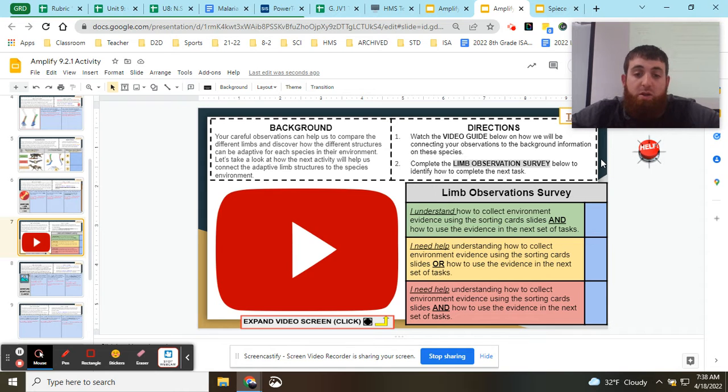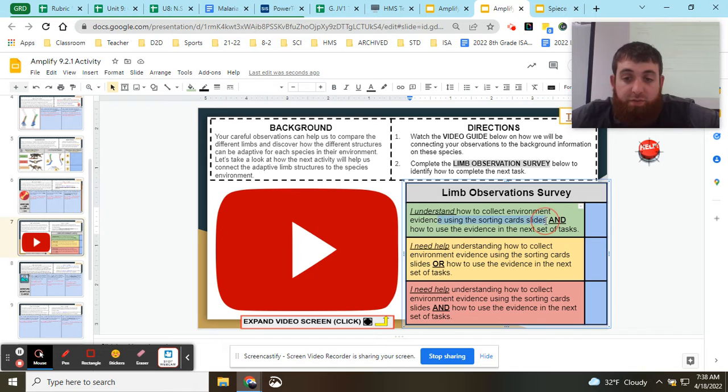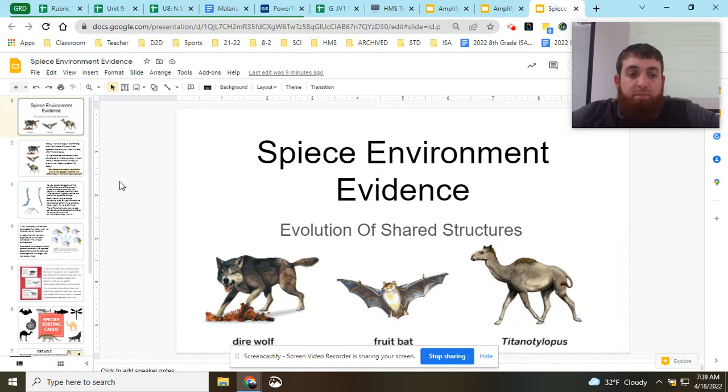And to do that, we're going to be looking to collect some environmental evidence using our sorting cards that we've looked at in previous lessons, and using that evidence on the next set of tasks to help us begin thinking about, well, how is it that these different structures from these different species help us figure out that they have a common ancestor. So let's go ahead and take a look at how we're going to do that.